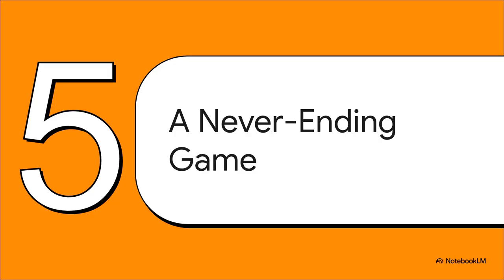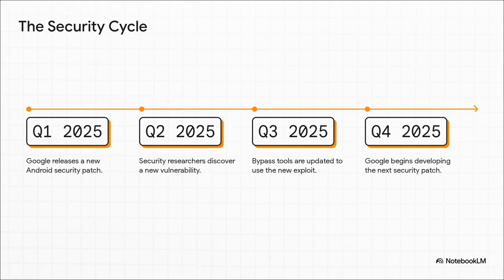This all brings us to the final, bigger picture. This whole situation, the lock and the key, the security and the bypass, it's all part of a much larger, never-ending game. This entire conflict plays out in a cycle that's so predictable you could almost set your watch to it. First, Google pushes out a new security patch to fix things. Not long after, some clever researcher finds a new hole. Then, the bypass tools get updated to use that new hole. And what does Google do? They get to work on the next patch to close it. It is a constant cat-and-mouse game.